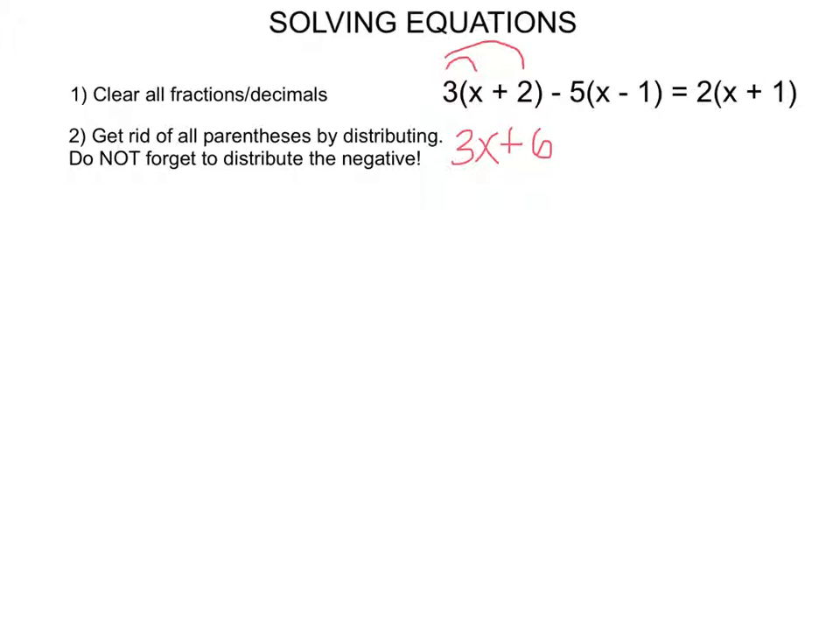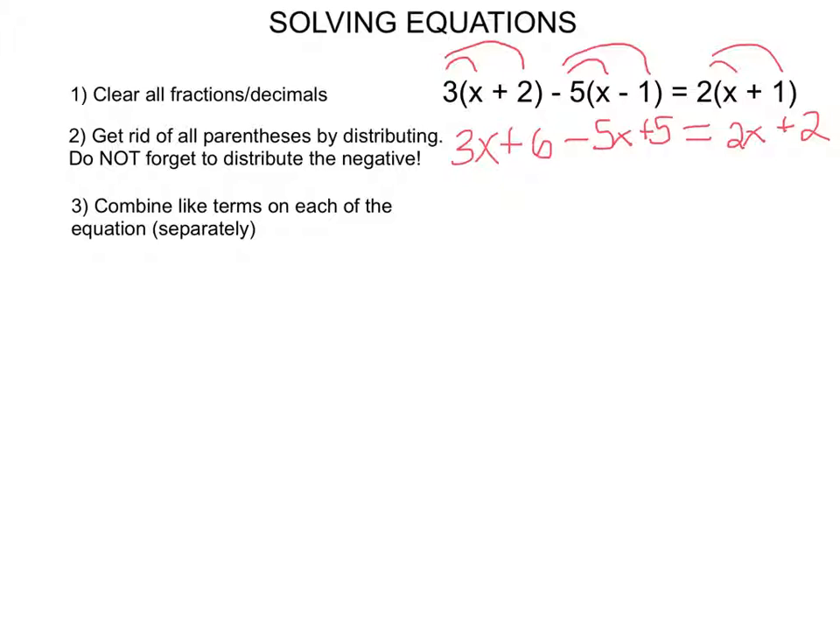6. And now when I distribute the 5, the idea is we're not actually distributing a 5, we're distributing a negative 5. And so we get negative 5x plus 5 because we distribute the negative, and a negative times a negative is a positive. Now on the right-hand side of the equation, we distribute the 2, and we get 2x plus 2. So right now we have 3x + 6 - 5x + 5 = 2x + 2.